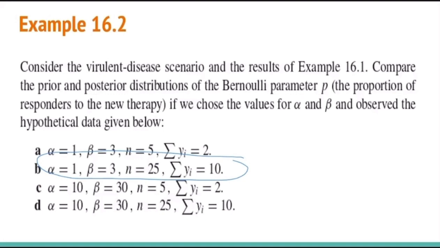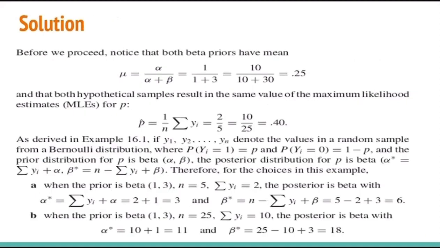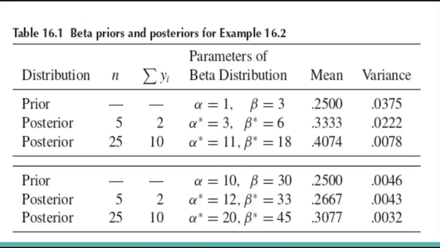Like when I increase my sample size from 5 to 25, and my alpha is still 1 and beta is still 3. And of course, when summation y goes from 2 to 10. So we want to see what happened. Of course, we're going to have the opportunity to determine the alpha star and the beta star that are posterior parameters. I need to take note of that. Okay, so we can generate a table for that.